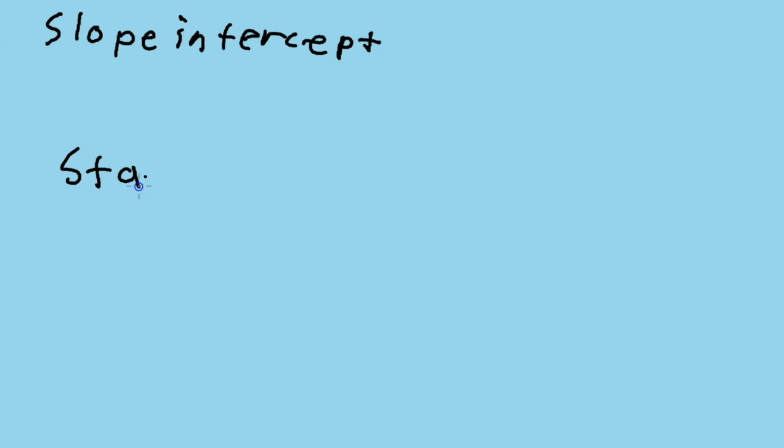So today we're going to be talking about algebra, more specifically, the different forms of linear equations. Linear equations are usually in three different forms: slope-intercept, standard, and point slope.